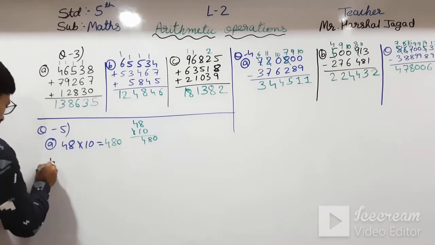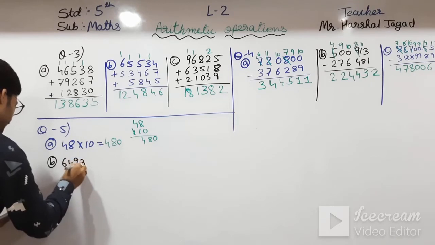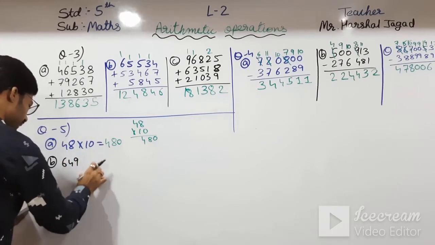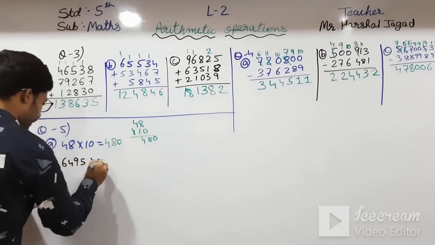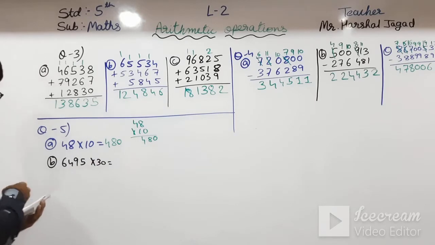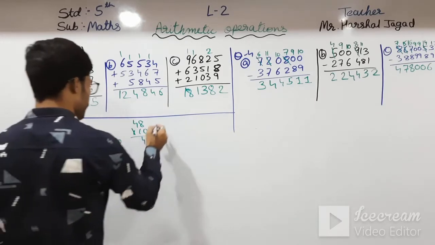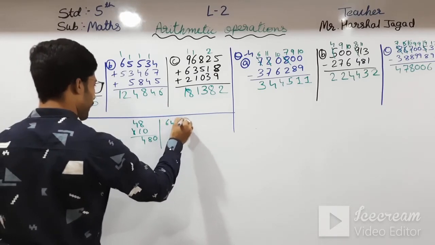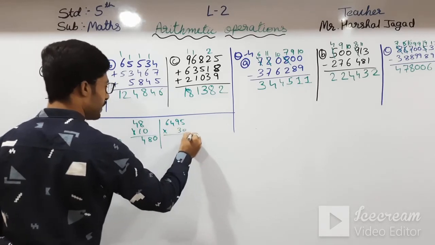that is 6493, sorry, 6495 is there. 6495 into 30. So, how will we multiply this? First of all, what will we do? 6495 into 30. Then here will be 0.